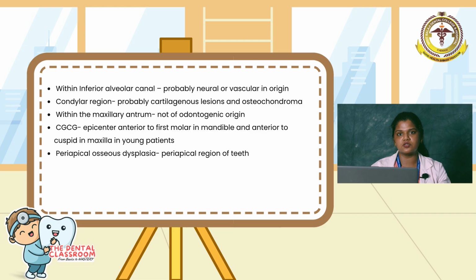And the condylar region could probably be cartilaginous lesions, or lesions like osteochondroma. Within the maxillary antrum is not of odontogenic origin. And in cases of central giant cell granuloma, the epicenter is anterior to the first molar in the case of the mandible, and anterior to the cuspid in the case of the maxilla, and this central giant cell granuloma is mainly seen in young patients. And periapical osseous dysplasia is especially seen in the periapical region of the teeth.